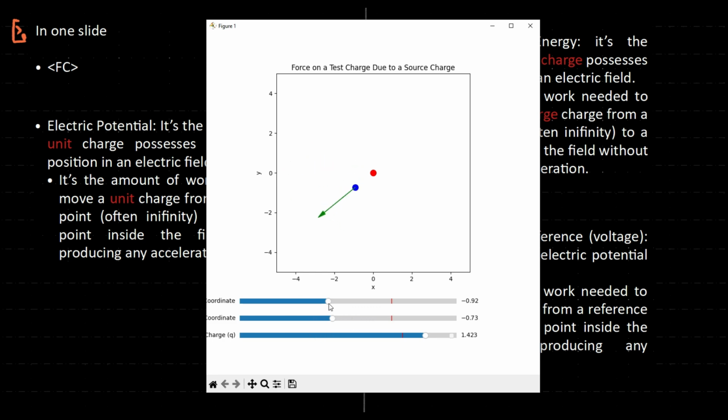Agree? If it's further away, the force will reduce, and the direction is pointing along the line joining the center to the center, and so on and so forth.